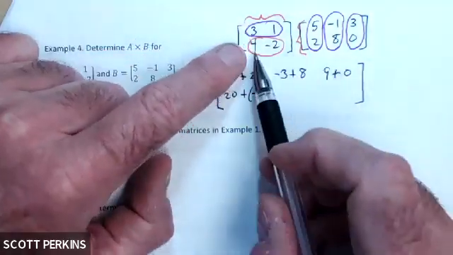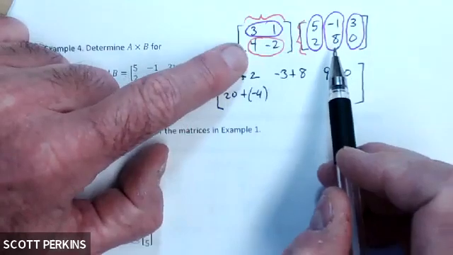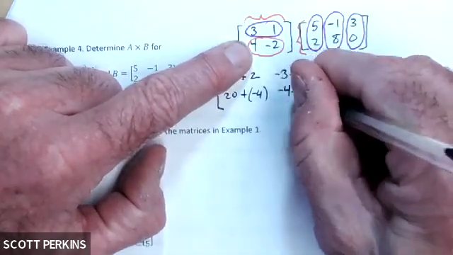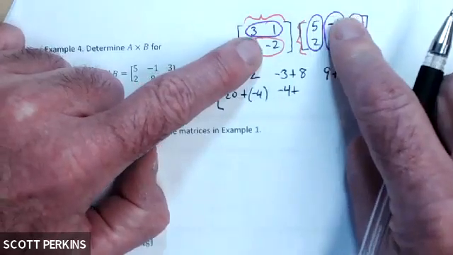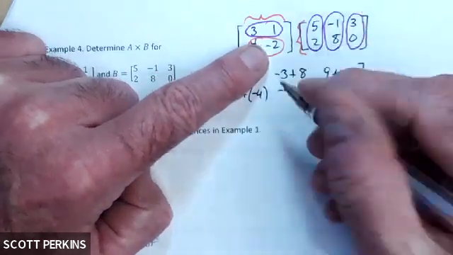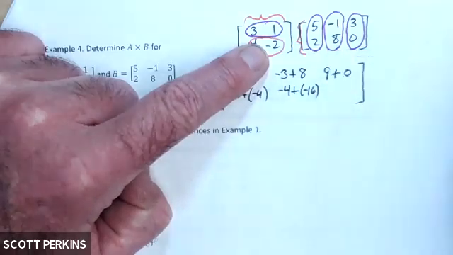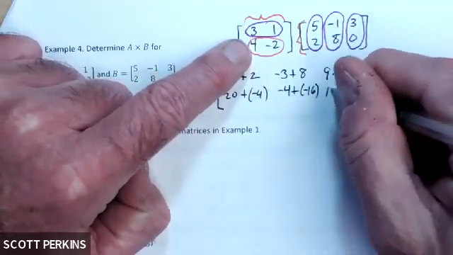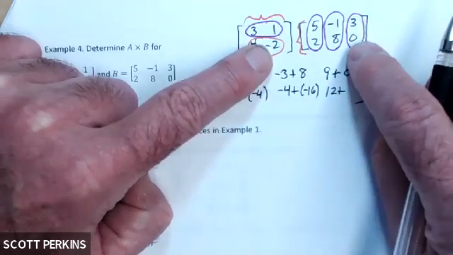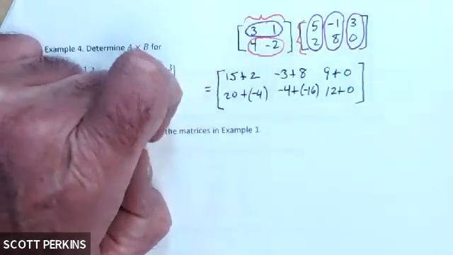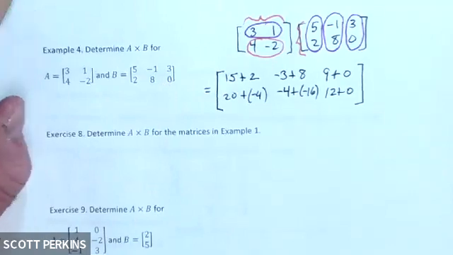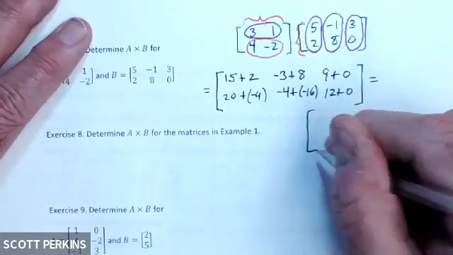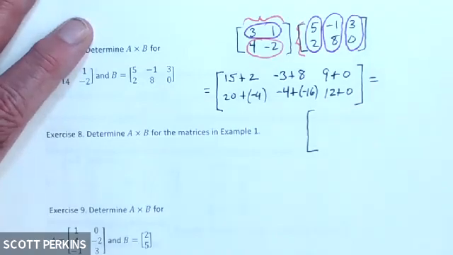I'm going to take that second row and multiply by the next column. The 4 times the -1 is -4 plus. Then I move to my seconds. -2 times 8 is -16. Then the third column. 4 times 3 is 12 plus -2 times 0 is 0. All right, that's the hard work. Once you've done that, the rest of this is just mopping up and doing those addition problems.